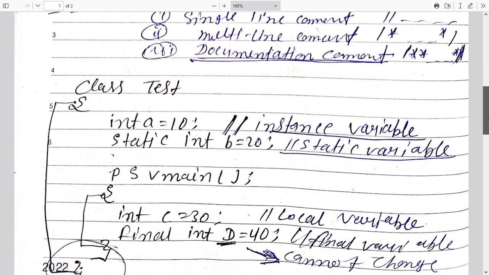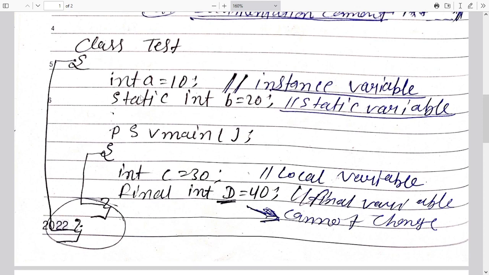Here we can see how we can use them in the program. We have the class Test. Do you know what the types of variables are? Mainly we have four types of variables. In C we have two types, local and global. But here we have different types: the instance variable, the static variable, the local variable and the final variable.